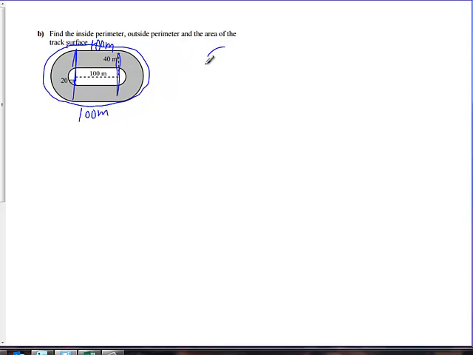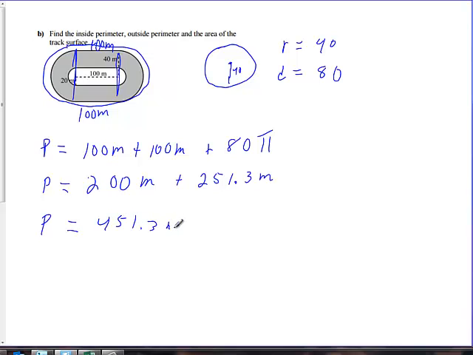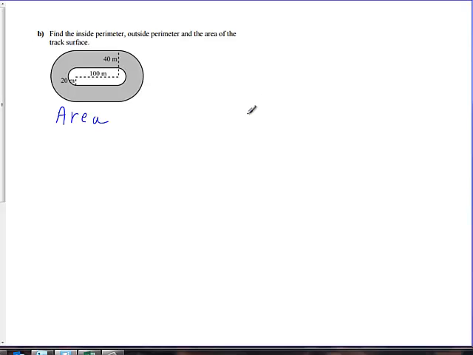and then we're going to find that distance around that one big outside circle. The radius is 40, the diameter is equal to 80. Our perimeter of this object is 100 meters plus 100 meters plus 80 pi. So my perimeter is equal to 200 meters plus 80 pi, which is 251.3 meters. So my perimeter then is equal to 451.3 meters. To find the area of the track, we're trying to find the area of the shaded region only.